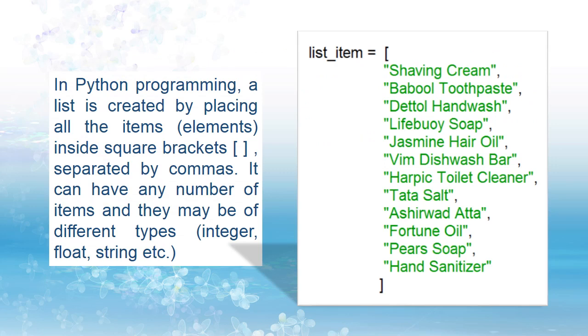In Python programming, a list is created by placing all the items or elements inside square brackets, separated by commas. It can have any number of items and they may be of different types: integer, float, string, etc.